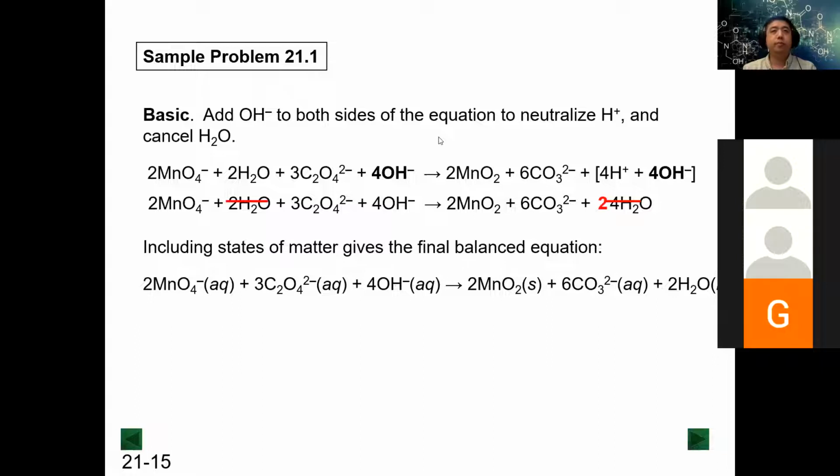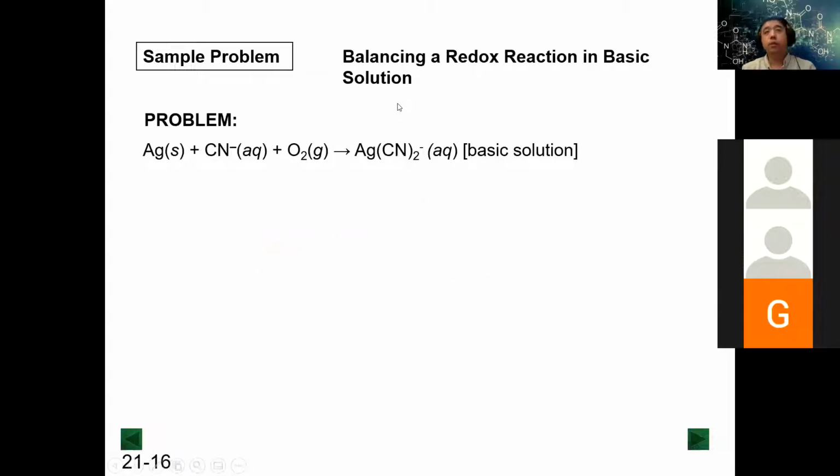Okay. So before we do this one, question for everyone. Do you want to do more practice with basic solutions, or do you want to move forward to the rest of the lesson? Because this does take up a lot of time. Can we do like one more? One or two? Okay, so we'll do this last one right here, and then we'll move forward, okay?